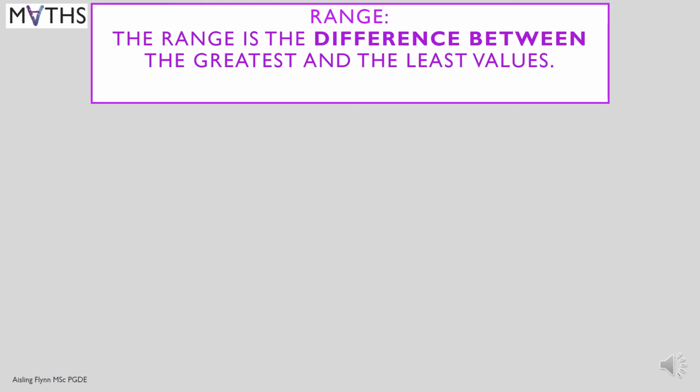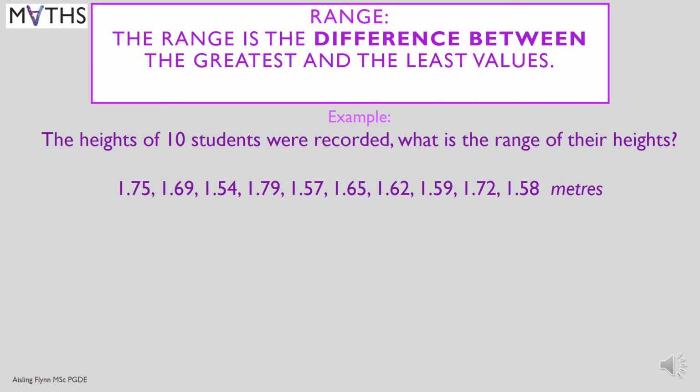Okay, and it gives a description of how the data is spread out. So are they all bunched together? You get a small range if all the values are very similar. If the values are very different, going from very large to very low numbers, well then you'll get a large range. So here's an example.